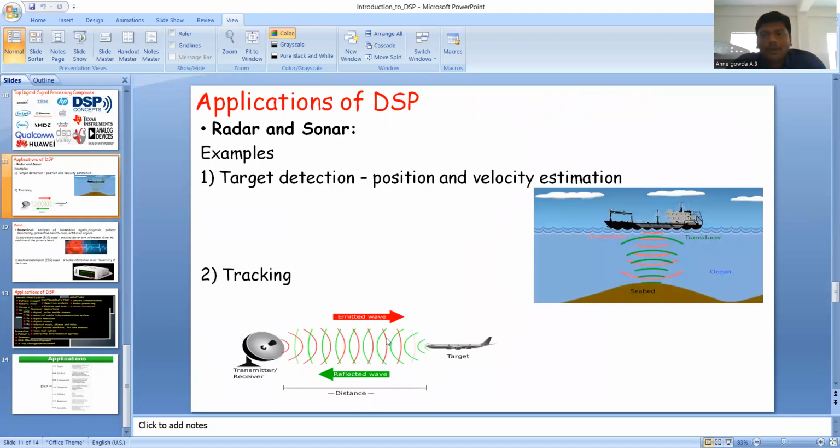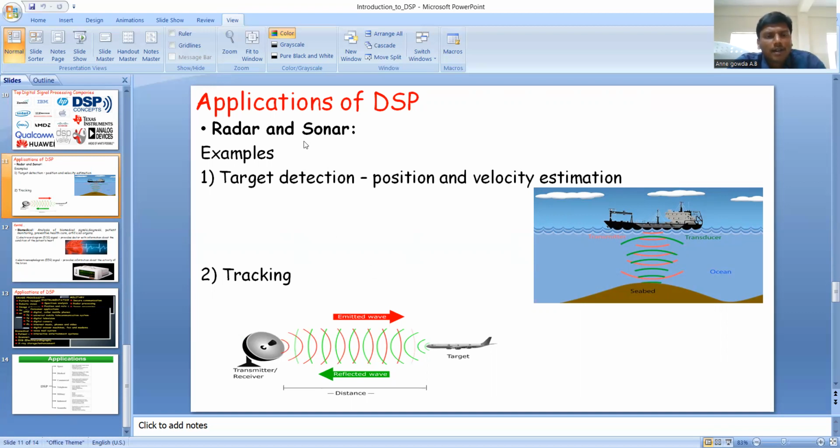So now we have discussed digital signal processing and its role, and let's see where digital signal processing can be applied in real time. Knowingly or unknowingly, we are using digital signal processing everywhere. But it is difficult to list all the applications, so I have listed a few applications here. We'll discuss that.